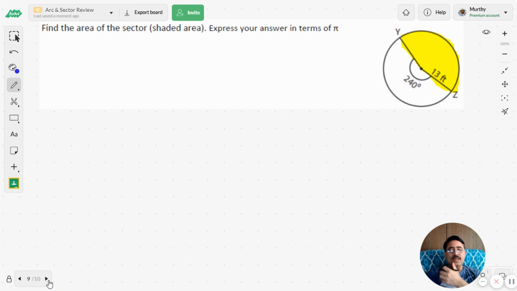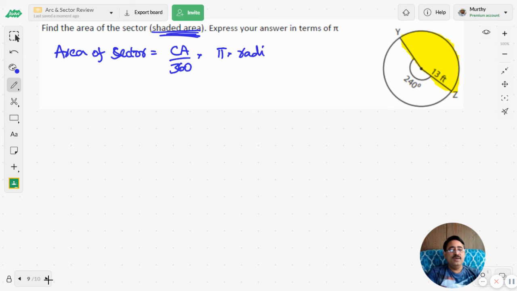Next, coming to the next one. Find the area of the sector, the shaded area. Please notice that it says shaded area. Shaded area means I see that this part is shaded, right? So area of sector equals central angle over 360 times pi times radius square.